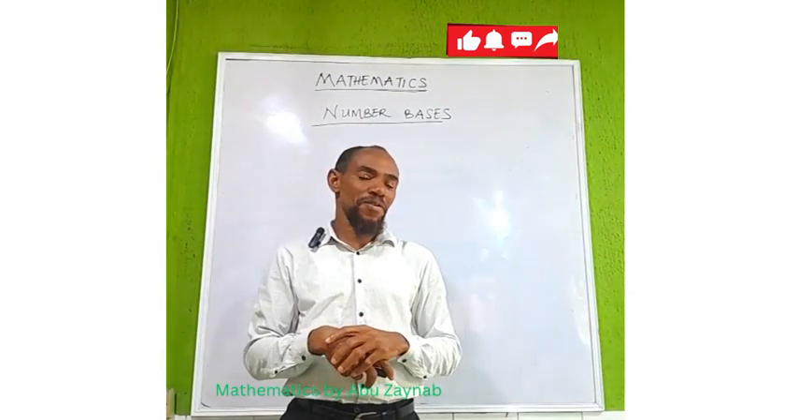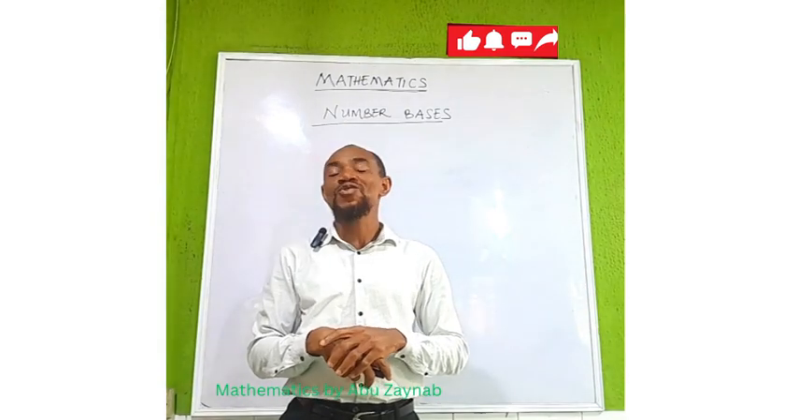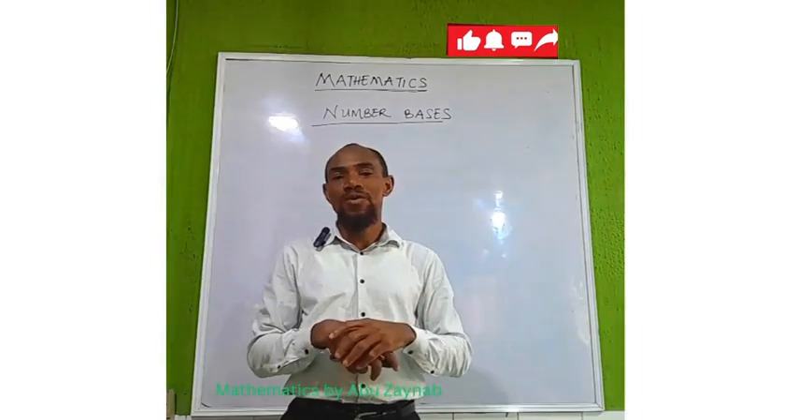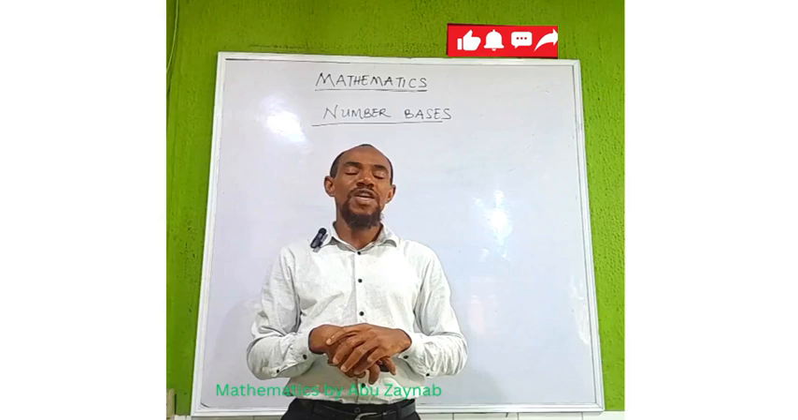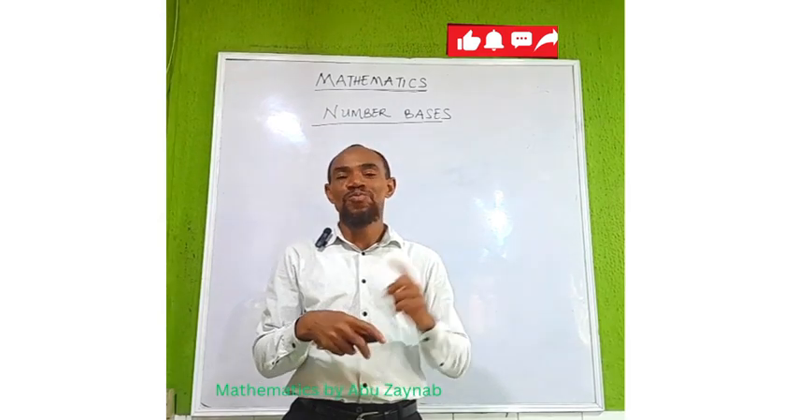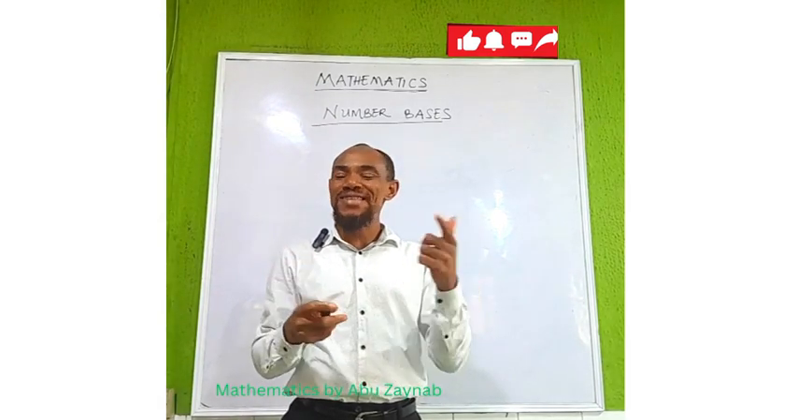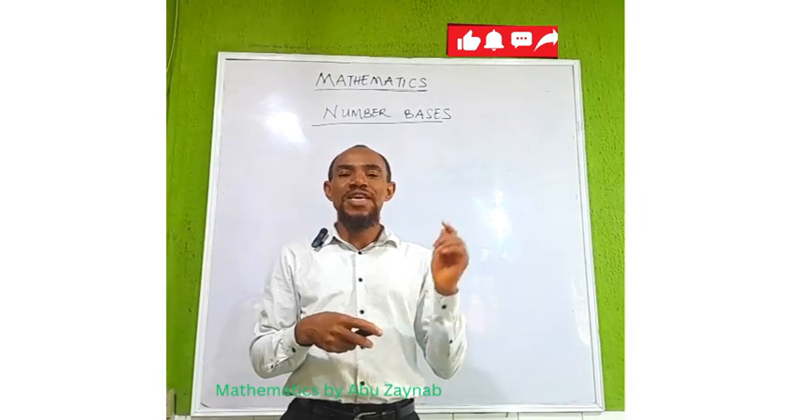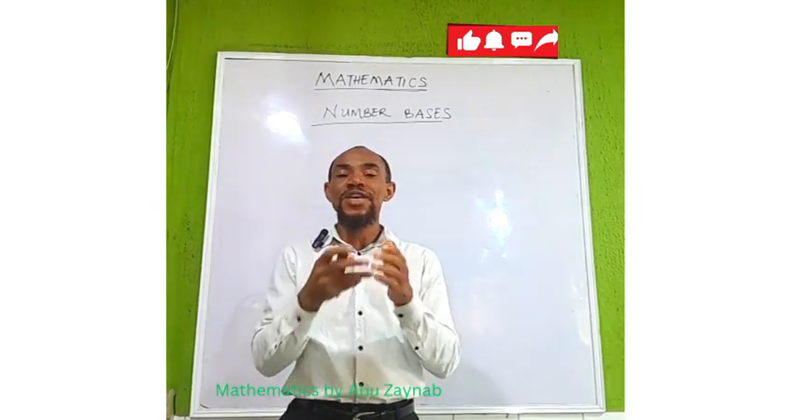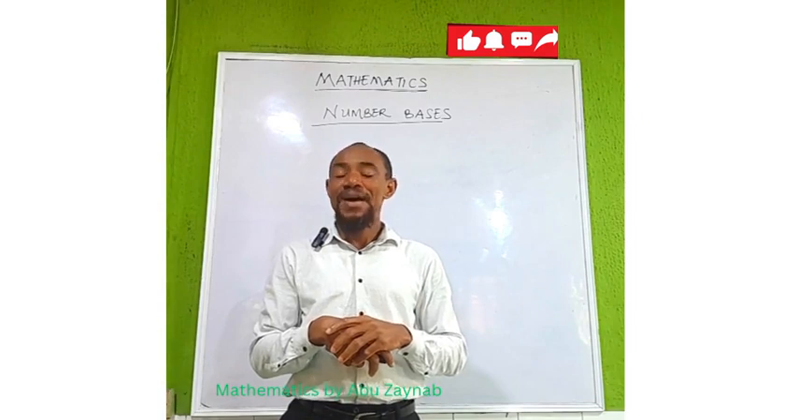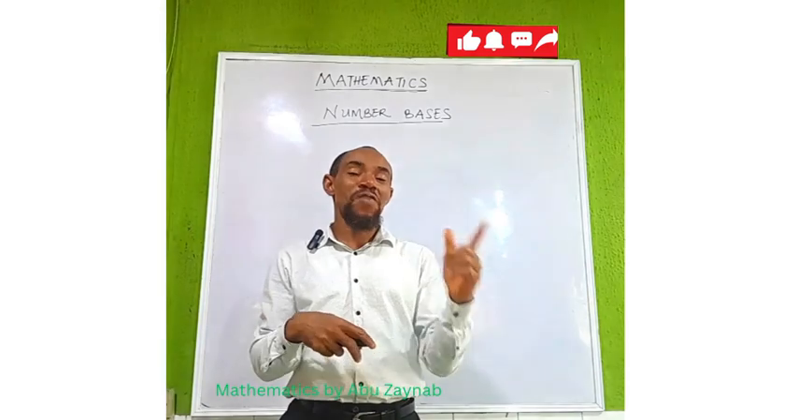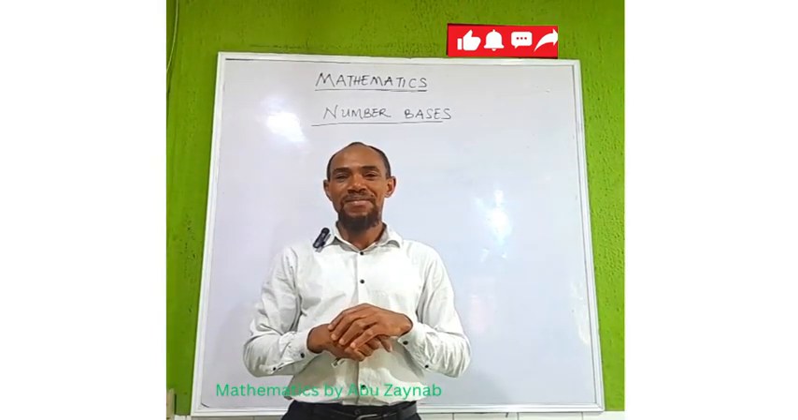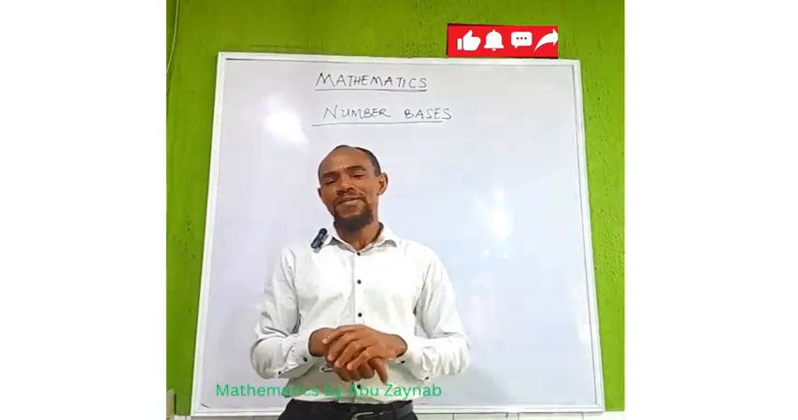Number bases, very important. We're diving into today's lesson by looking at the objectives for the class. Objective number 1, we are going to define what a number base is. 2, we are going to list the names of certain number bases that are common. Then 3, we are going to give the list of digits that make up each number base system. And lastly, we are going to carry out a conversion from other bases to base 10, which is the standard base. To start with, what is a number base?